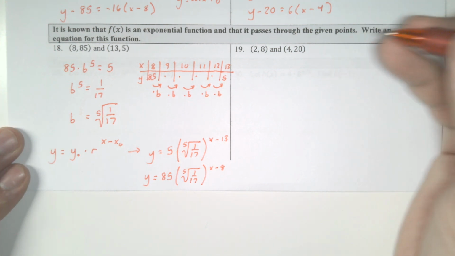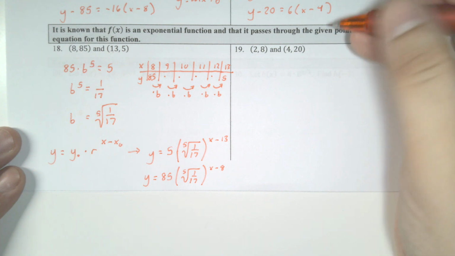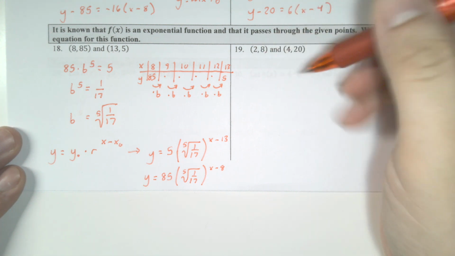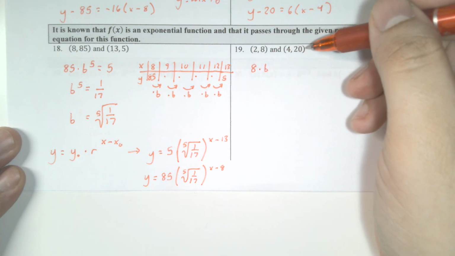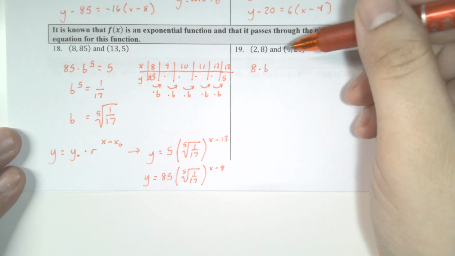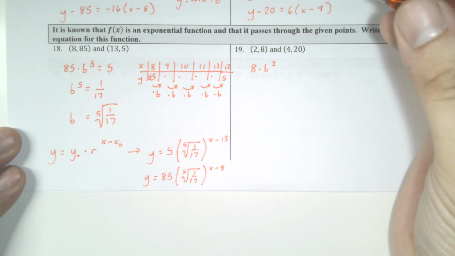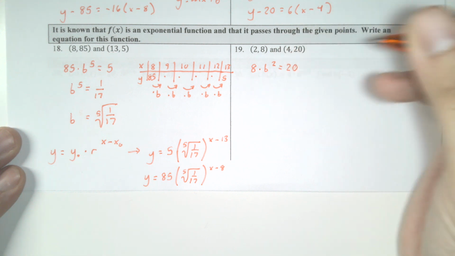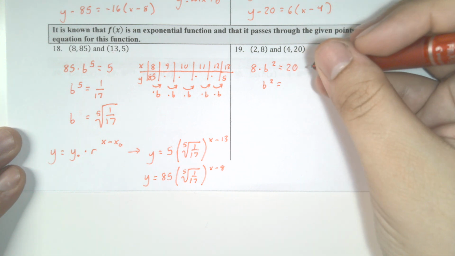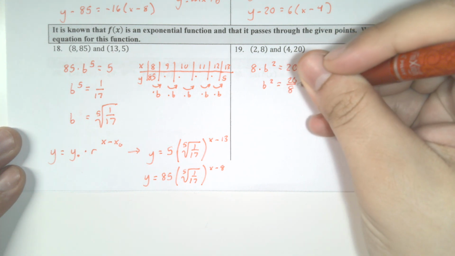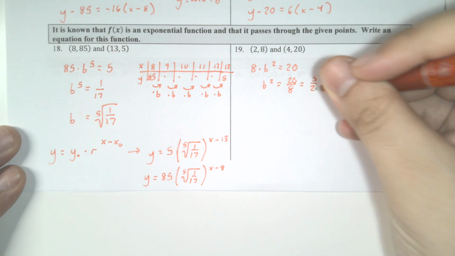Next, let's try number 19. Same thing. We want to figure out what is our common ratio. Well, start with 8 and times b. How many times to get to 20? Well, 2 and 4, they're 2 units away, so 4 minus 2 is 2. So we have 8 times b squared is equal to 20. And that means that b squared is equal to 20 divided by 8, which is, let's see, both of those are divisible by 4, so equal to 5 over 2.